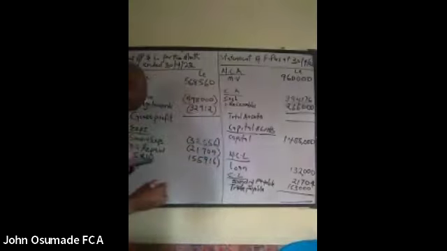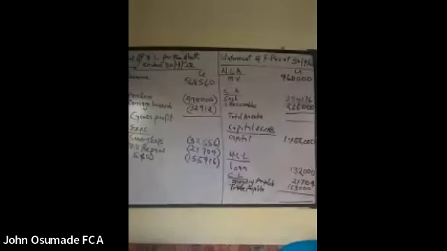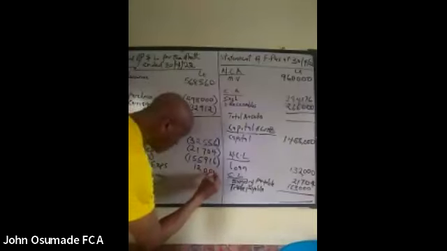155,916. Abi? Yes, sir. Next one. Electricity expenses. NEPA. 12,000.